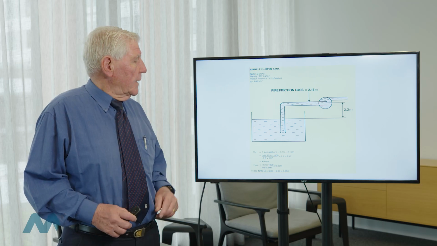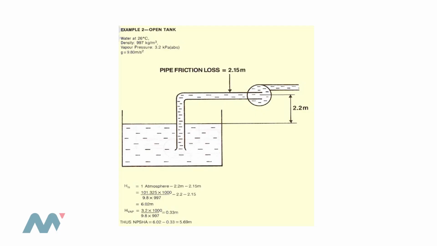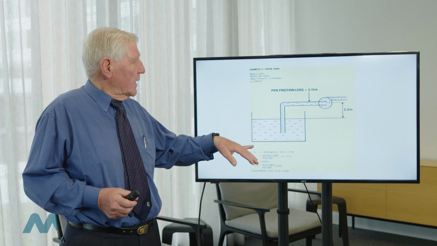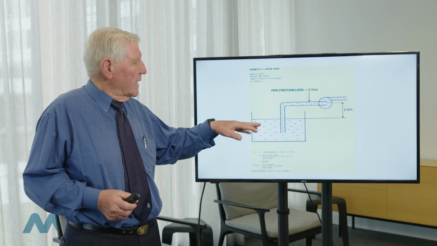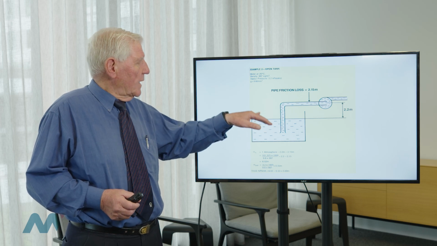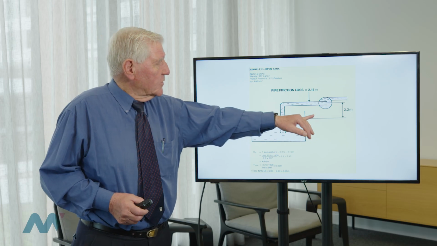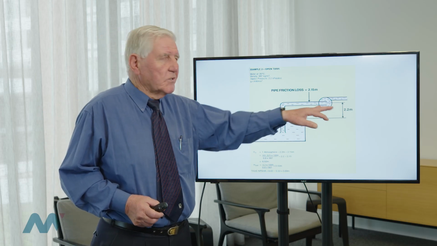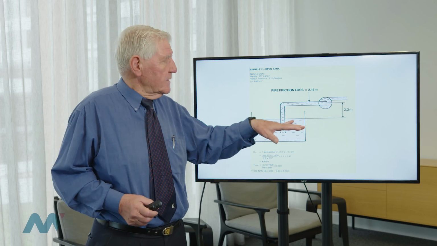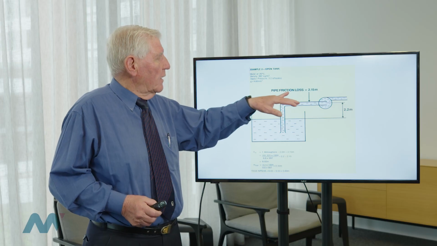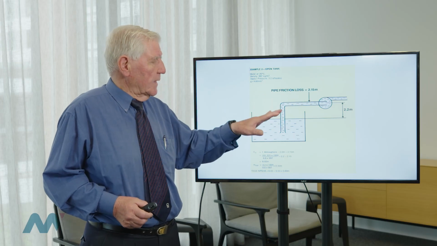This is a suction lift situation, and here you can see the situation is quite different. We're starting off in this case with water at 26 degrees, and we're going to go through the same process. This time we've got atmospheric pressure pushing on our water surface, but we've got 2.2 meters of suction lift that's working against us, and we've got pipe friction of 2.15, which is working against us.